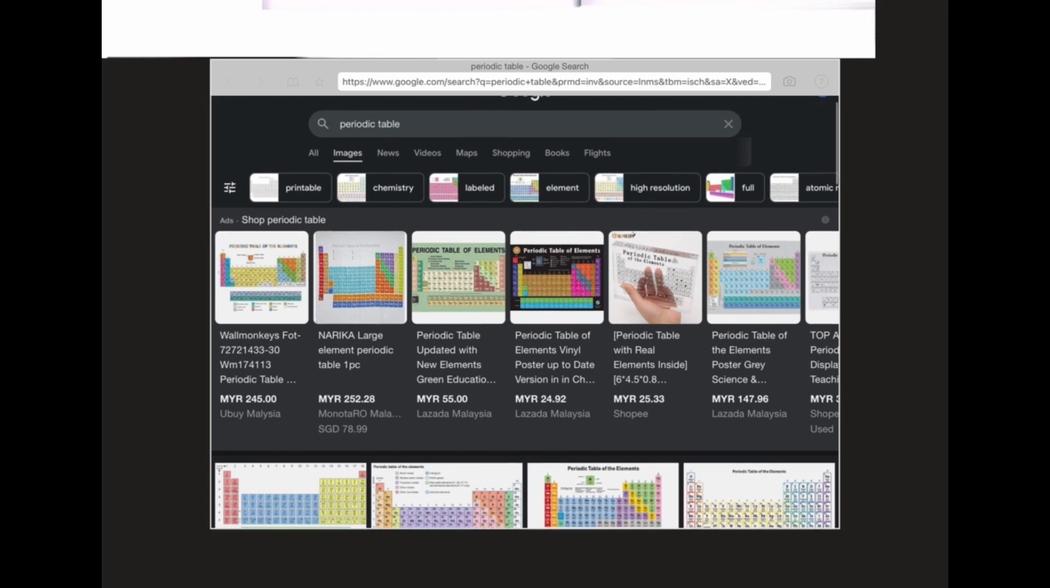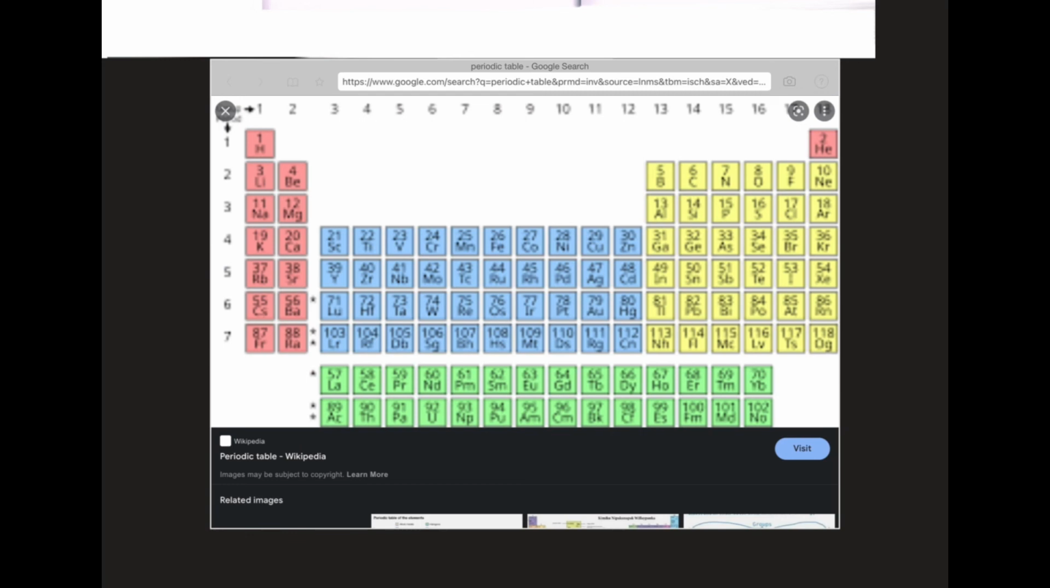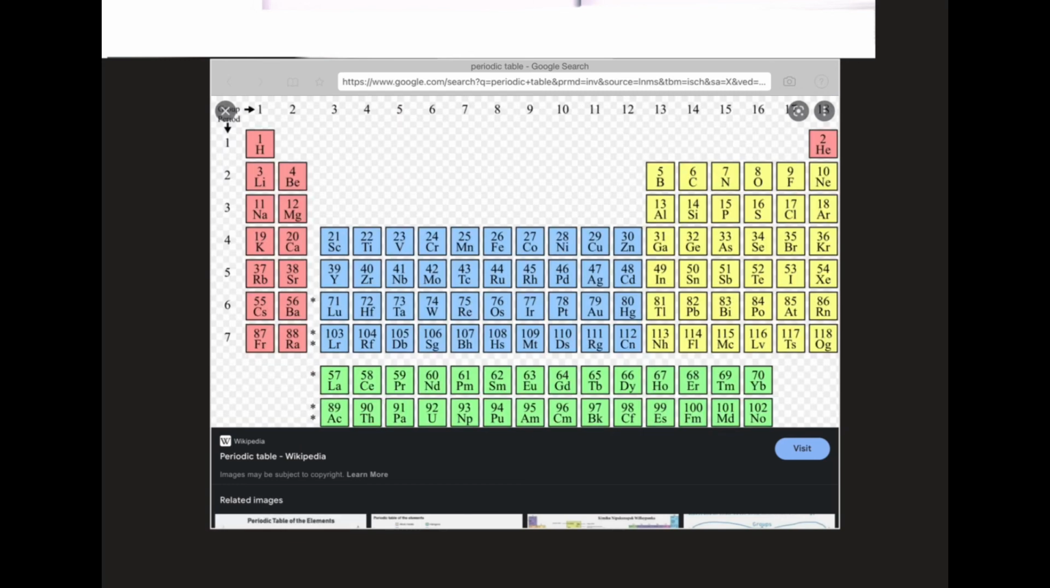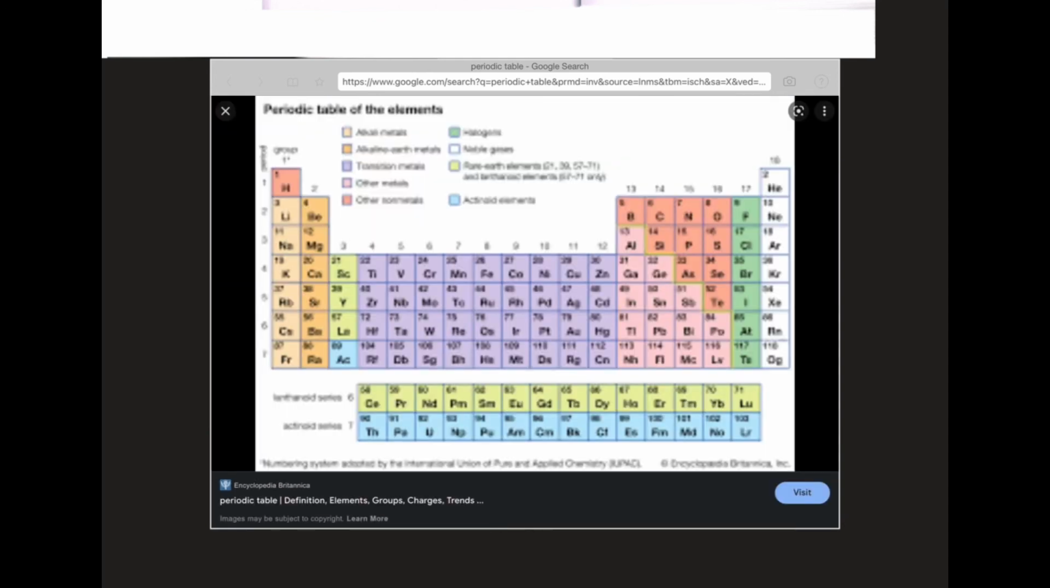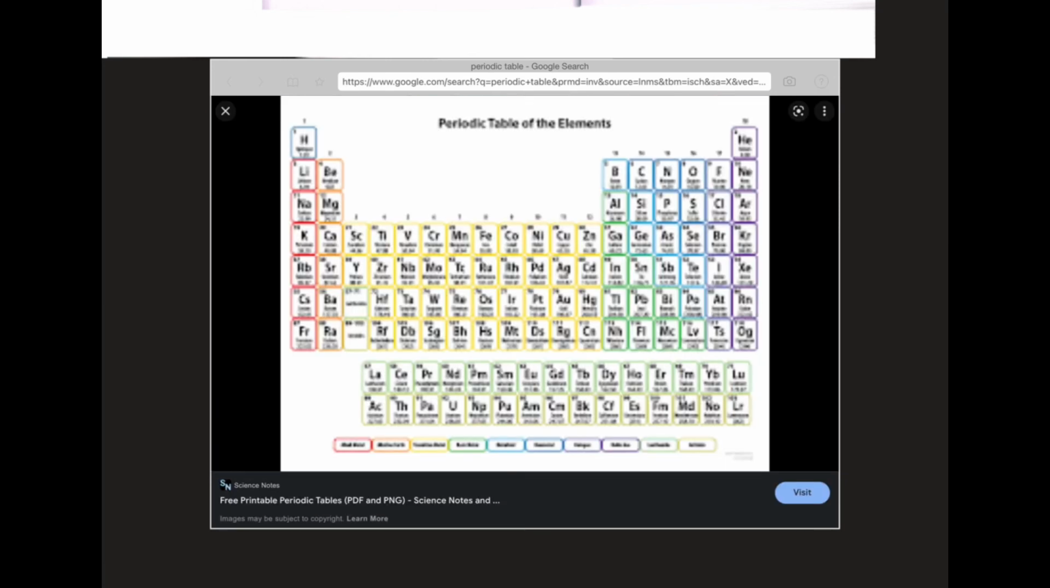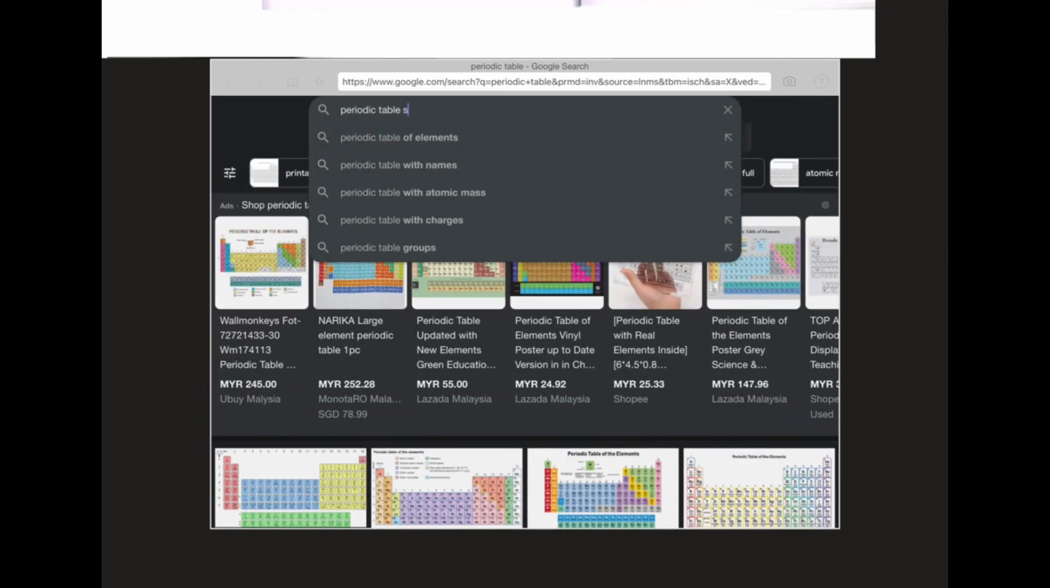Image. Okay, so let's say this one. Okay, no, let's say this one. This one maybe still okay. Maybe I use, okay, I type different keywords. Periodic table, SPM.